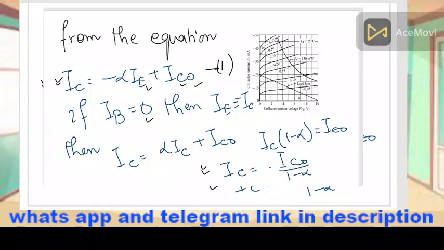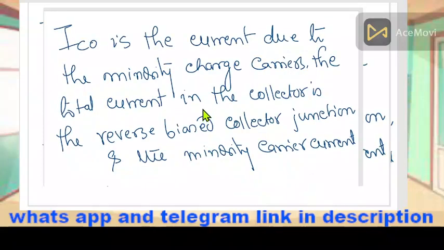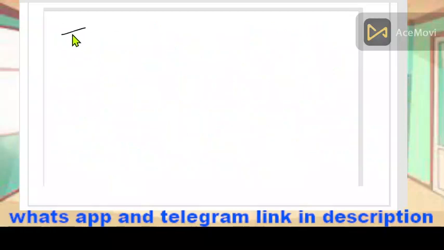And this leakage current, as I told you many times in earlier lectures, you cannot avoid, because it is always there due to minority charge carriers that move due to temperature effects. Now ICO is due to minority charge carriers, and the total collector current in the reverse bias is the collector junction current and the minority current.